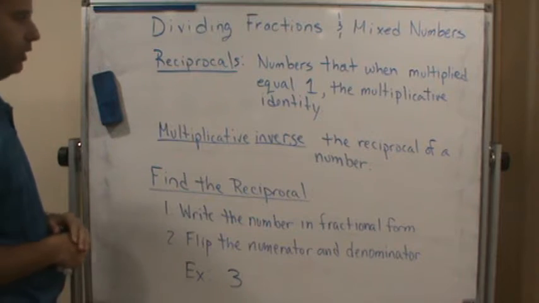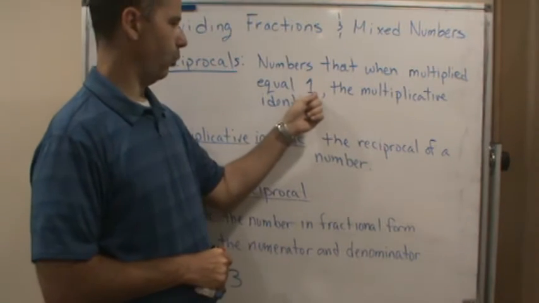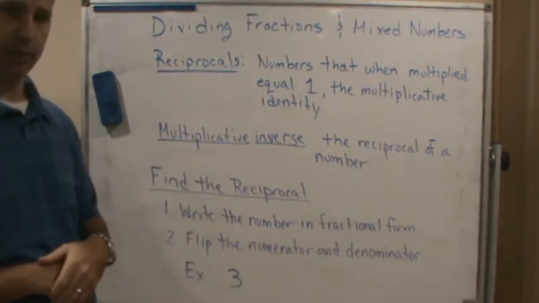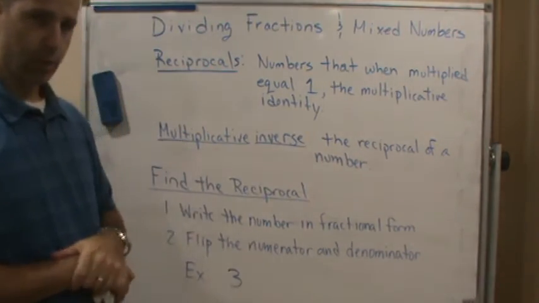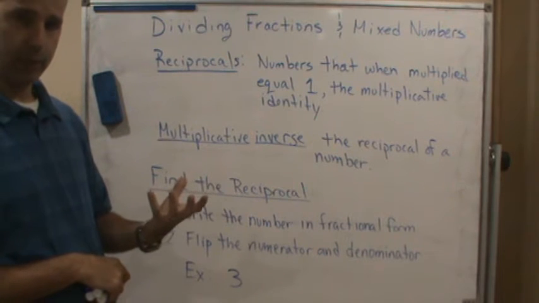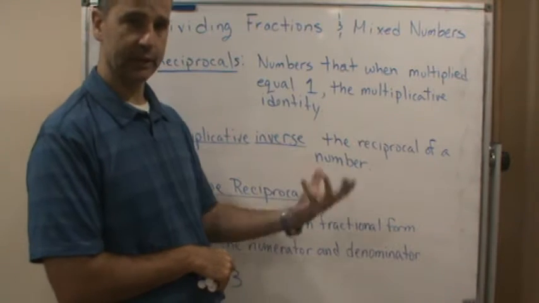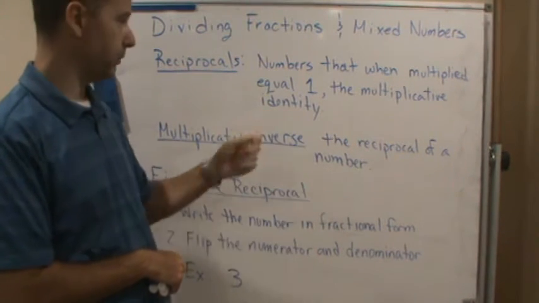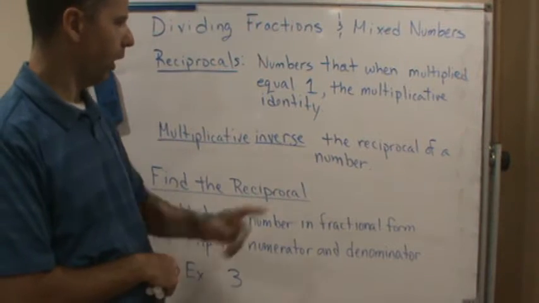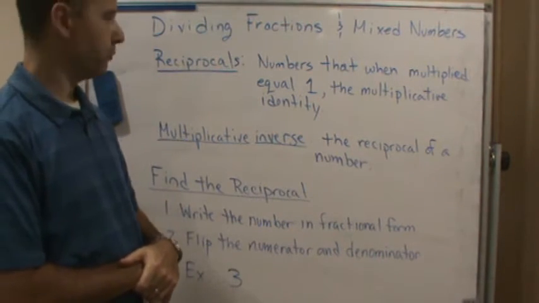Reciprocals are just numbers that when we multiply them together, we get 1, which is called the multiplicative inverse, or excuse me, the multiplicative identity. The multiplicative identity is 1, because why? Because any number times 1 equals itself. So that's where the multiplicative identity comes from. So 1 is the unique number that will do that.